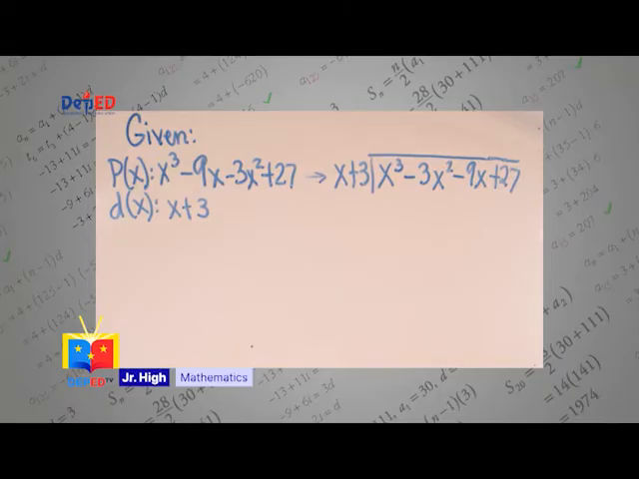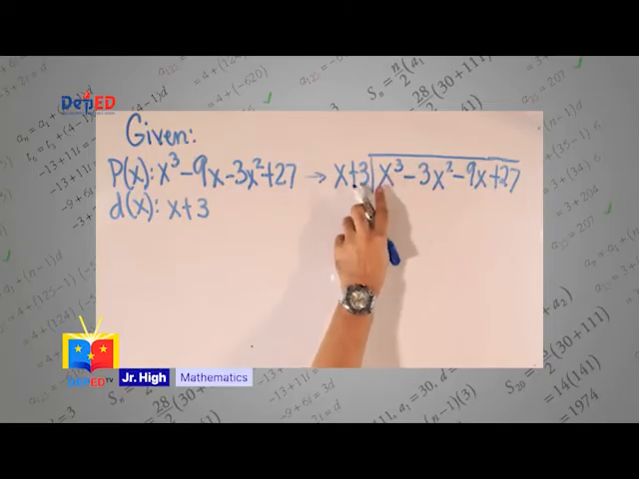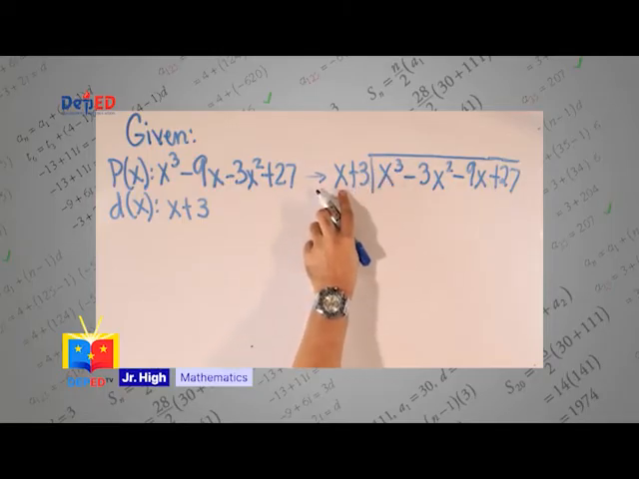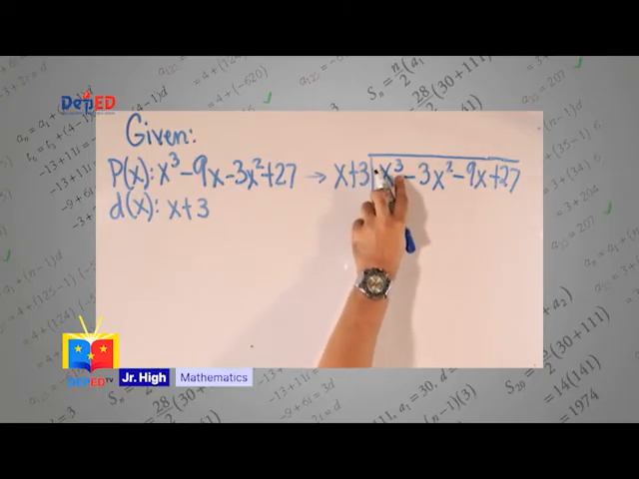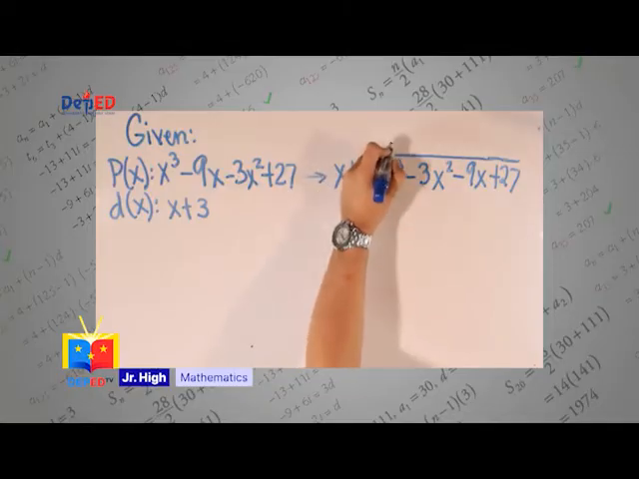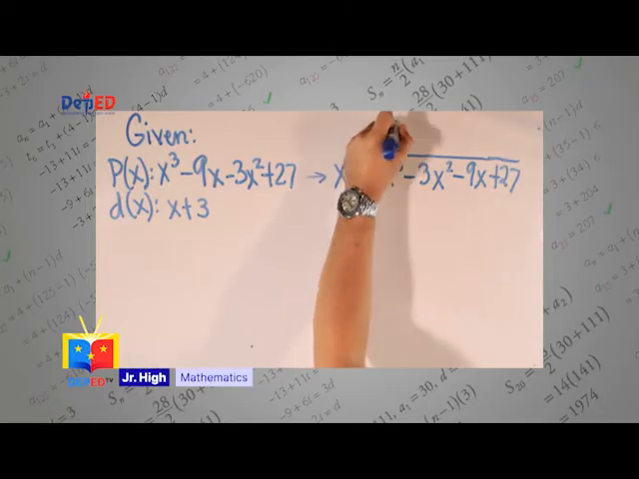Next, divide the first term of the dividend by the first term of the divisor to get the first term of the quotient, that is x cubed divided by x. Again, when we divide these terms, we are subtracting the exponents. So 3 minus 1 here will give us x squared.